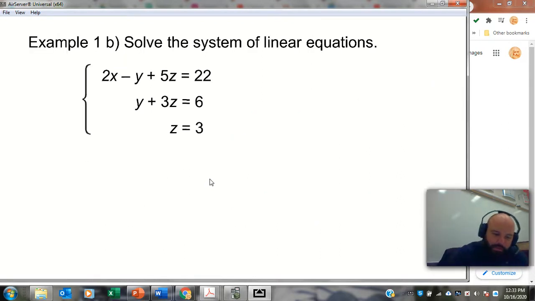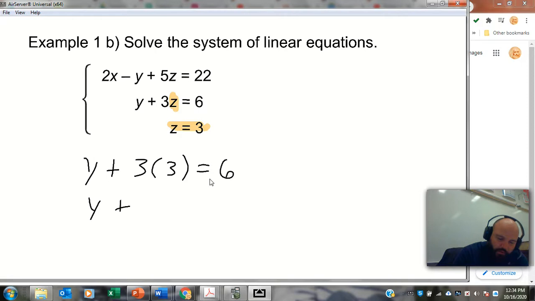Let's do another back substitution problem. So again, start from the bottom. You can see z is equal to 3. We're going to substitute that in right there to that equation. And we're going to have y plus 3 times 3 equals 6. y plus 9 equals 6. When you subtract 9 from both sides, you get y equals -3.